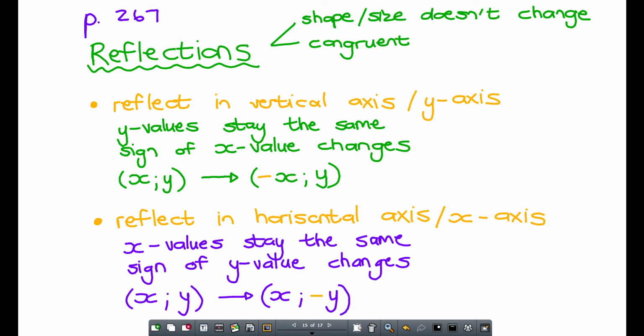Are you guys good? Okay, any questions? If it was the other way around, it would make sense that if you had something at the bottom, it would be x, minus y going to x, y. I'm going to do examples now.